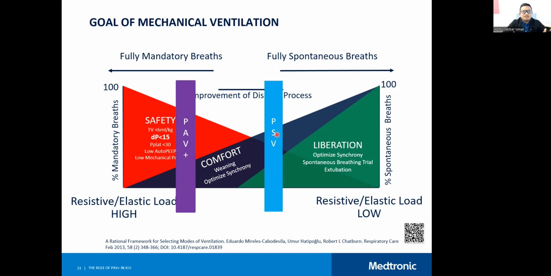So I would say PAV plus is an early weaning mode that we can apply quite early in the patient's journey, in the patient's recovery from the lung problem. So you can start PAV plus early as an early weaning mode, which is quite safe. I will tell you in a bit. You can still continue this by reducing the percentage support as the patient improves in their disease process. So you can start early, wean early.